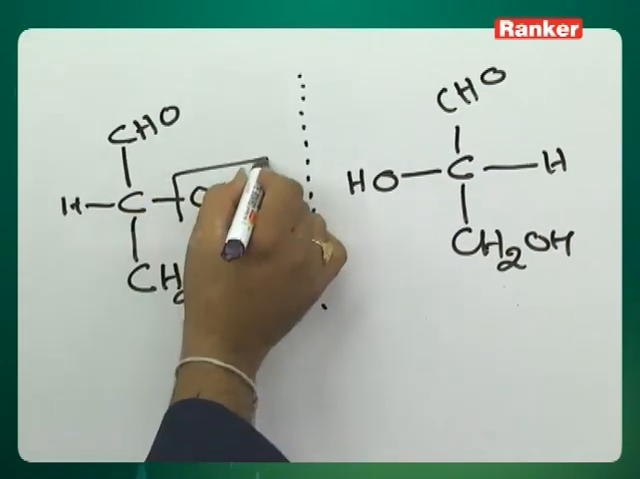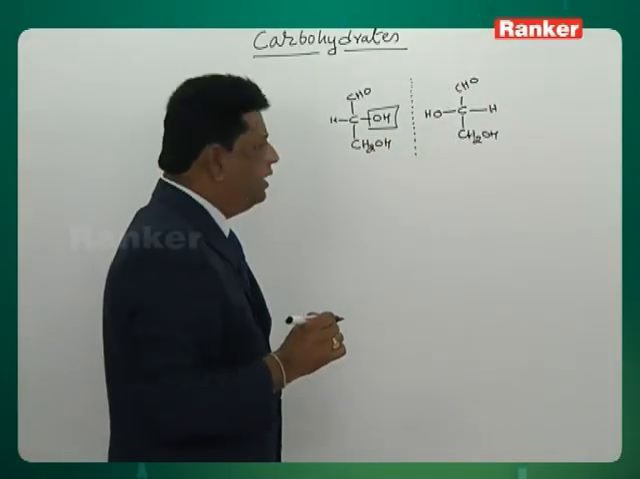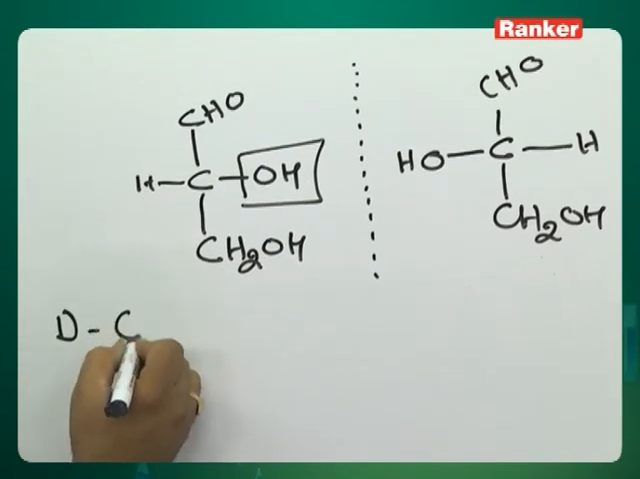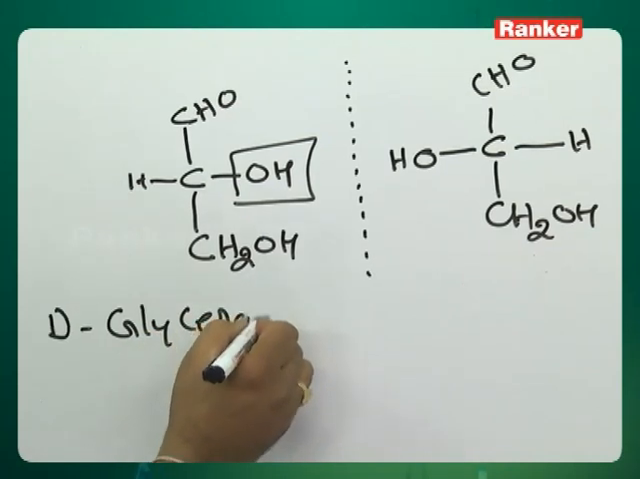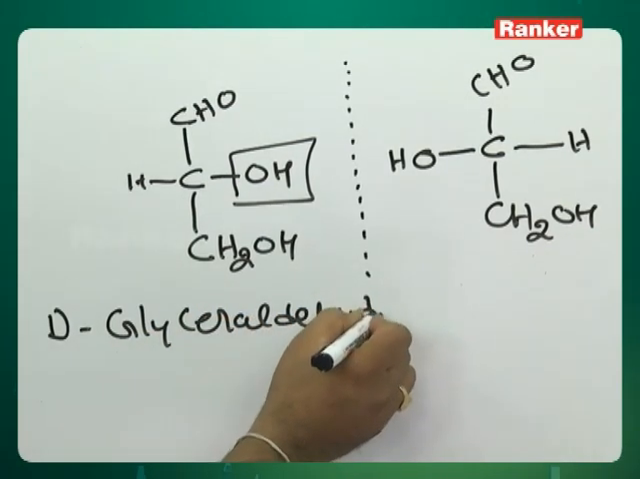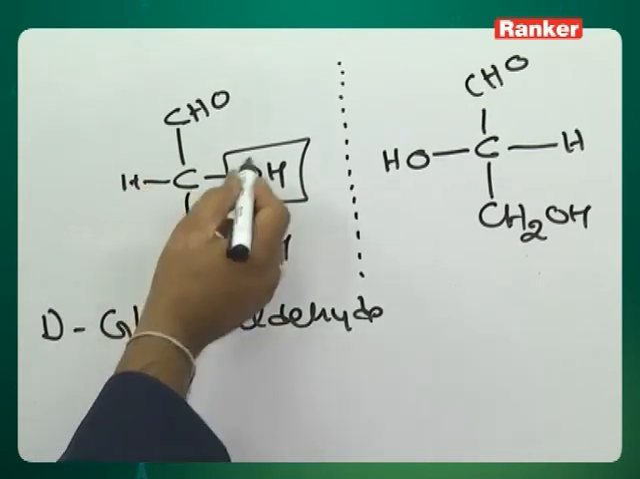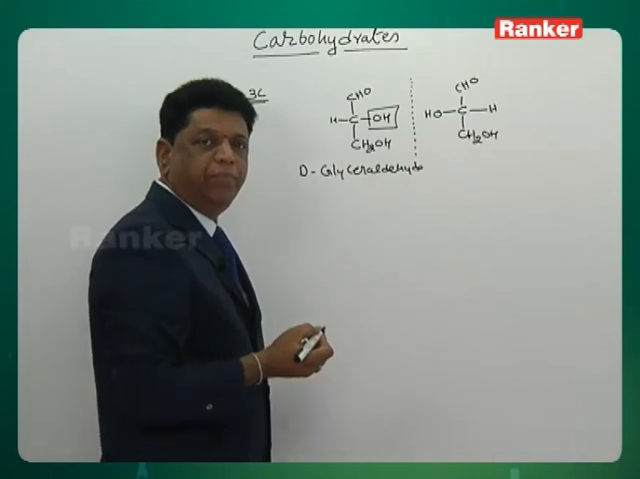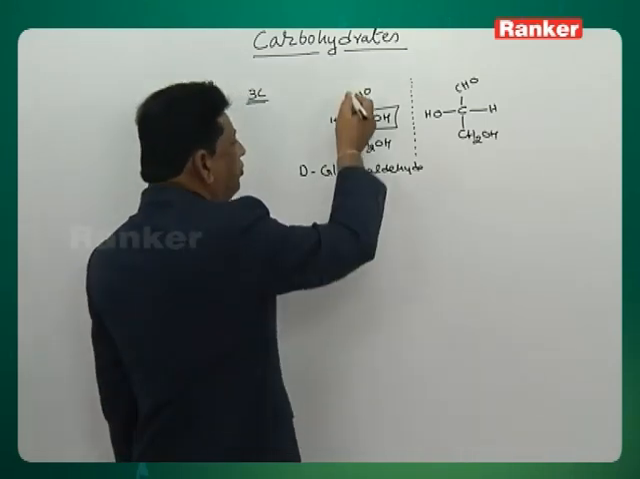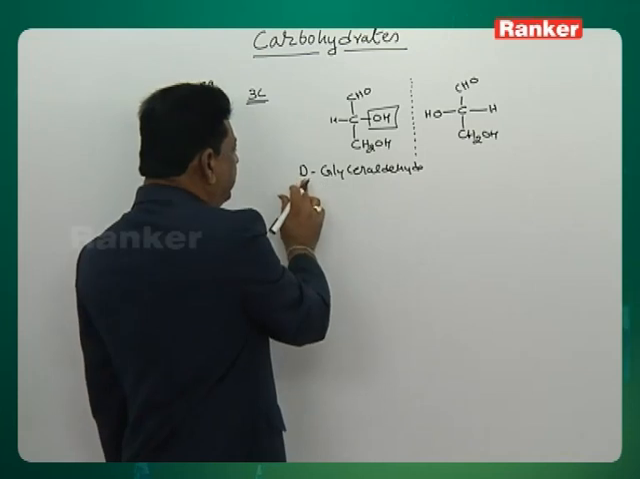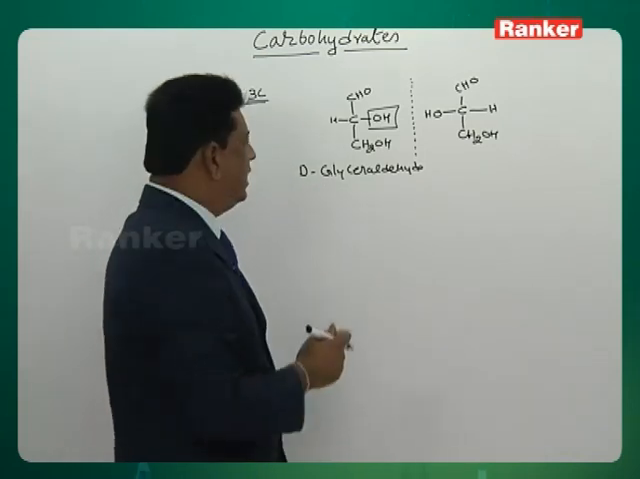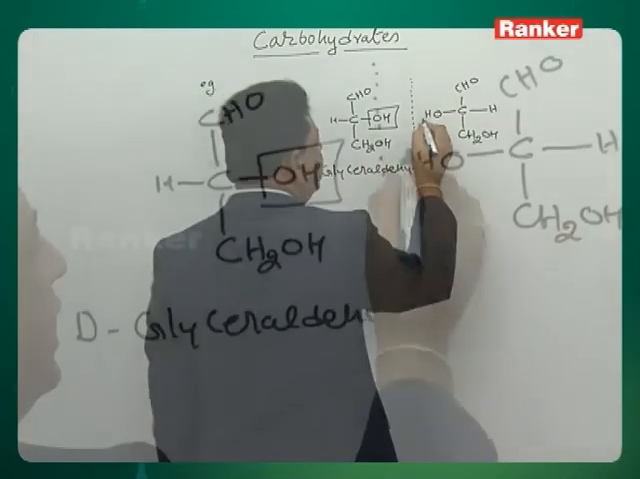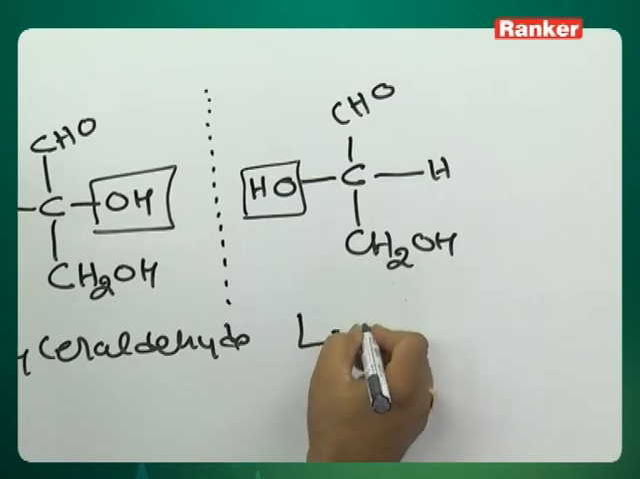In the first one, the OH is on the right side. Configurationally the OH is the important group, and it is on the right side, therefore you call it D-glyceraldehyde. You can also use the IUPAC name, 2,3-dihydroxypropanal, but capital D refers to the important group being on the right side. If many chiral carbons are there, the capital D refers only to the last chiral carbon, the first chiral carbon from the bottom side. Here the OH is on the left side, so you call it L-glyceraldehyde.